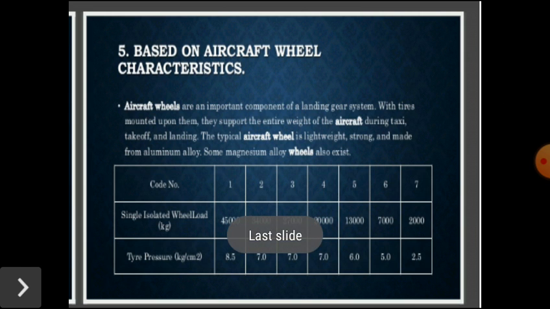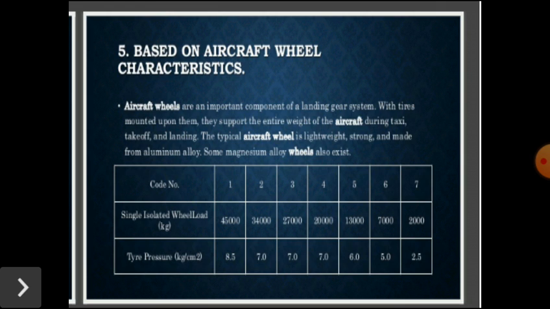And finally, based on aircraft wheel characteristics, the characteristics of the wheel are also classified. If the single isolated wheel load is 45,000 kilogram, it is classified as type 1. If it is 34,000, then type 2. For type 3, 27,000 kilogram. Type 4, 20,000 kilogram. Next, type 5, 13,000 kilogram. Type 6, 7,000 kilogram. And type 7, 2,000 kilogram of single isolated wheel load.